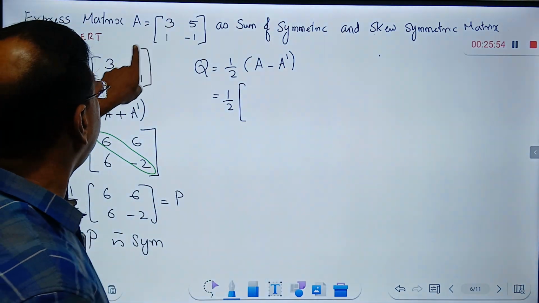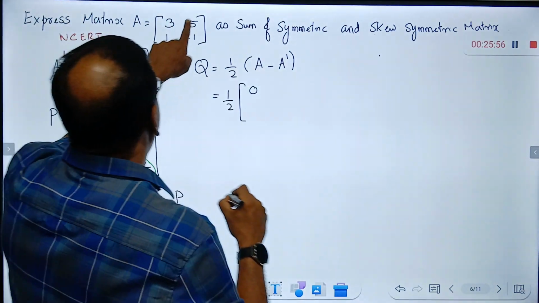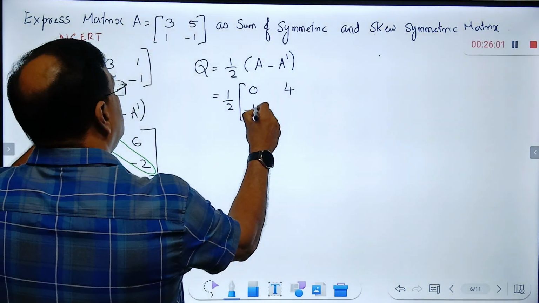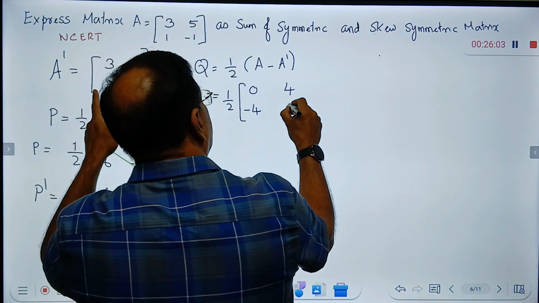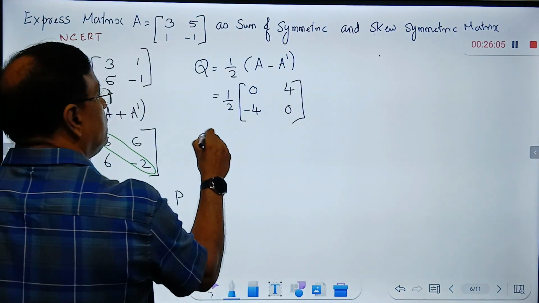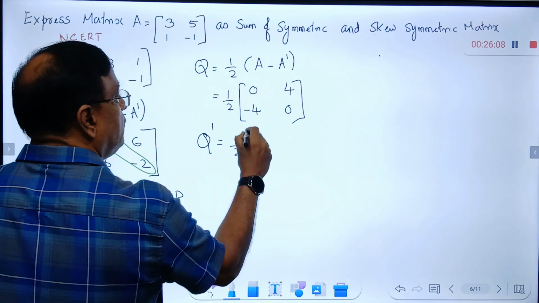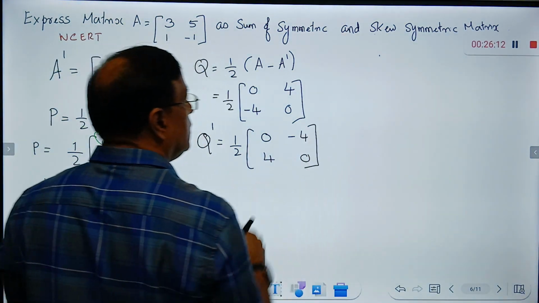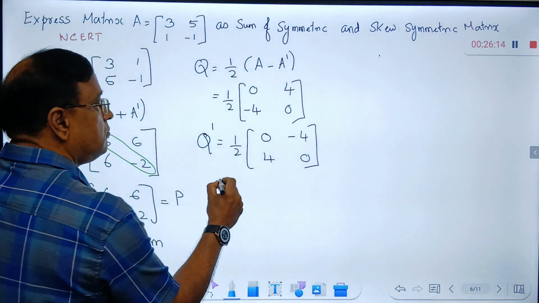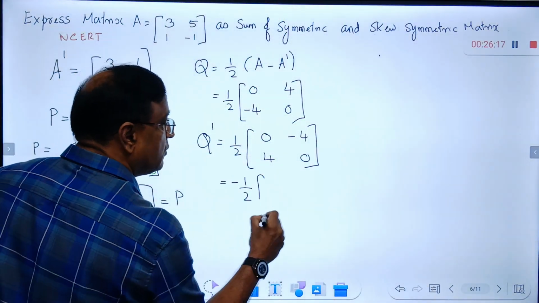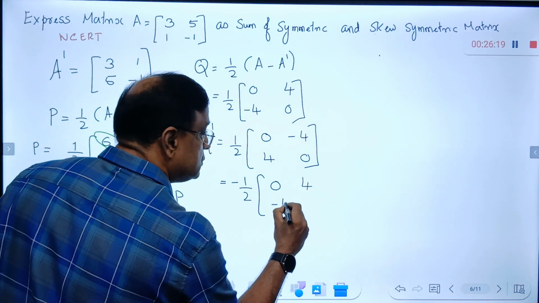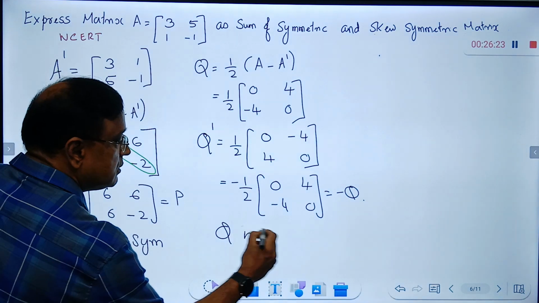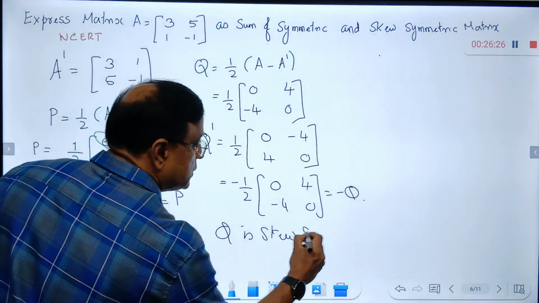Now what is A minus A transpose? 3 minus 3 is 0. 5 minus 1, 4. 1 minus 5, minus 4. Minus 1 minus of minus 1 is 0. Now what is Q transpose? Half of 0, minus 4, 4, 0. They don't look similar, so I'll take minus out and check whether everything is okay. Yes, it's okay. This is nothing but minus Q. So you have proved that Q is skew symmetric.